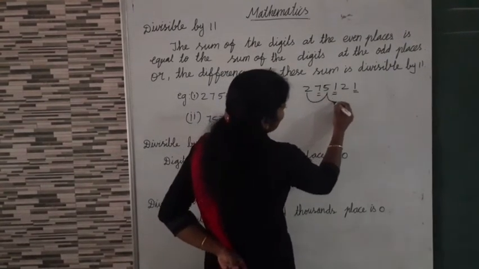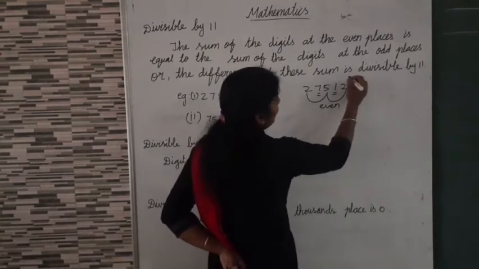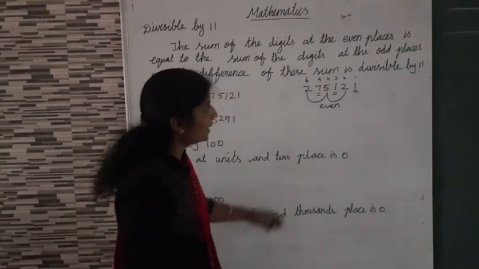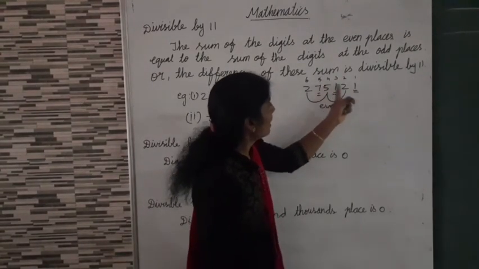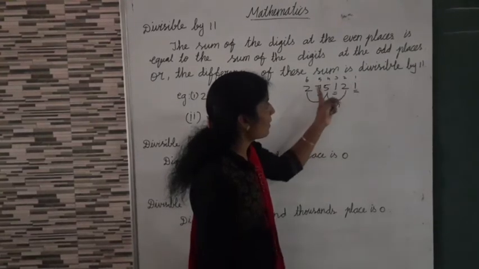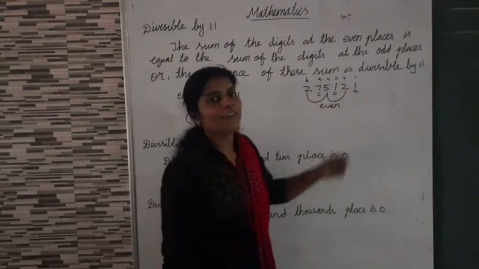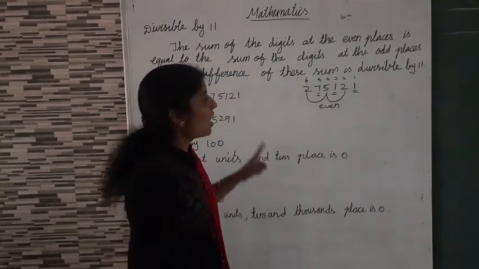This one, and this is even places. Understand? Here 1, 2, 3, 4, 5, 6, digit numbers are there. Now here 1, 3, 5 are the odd digits, isn't it? Then 2, 4, 6 are the even digits. Now we want to add all the even digits and odd digits.